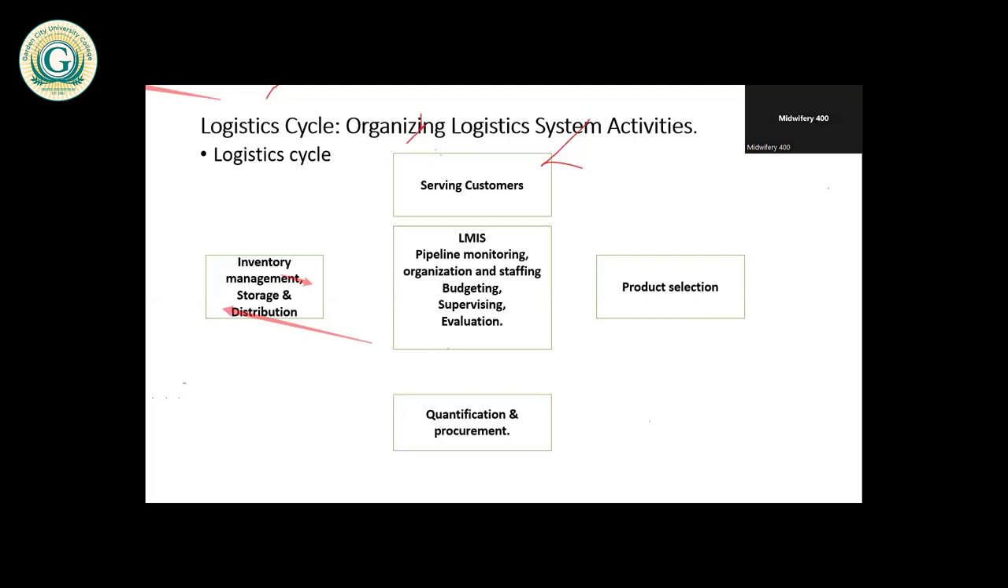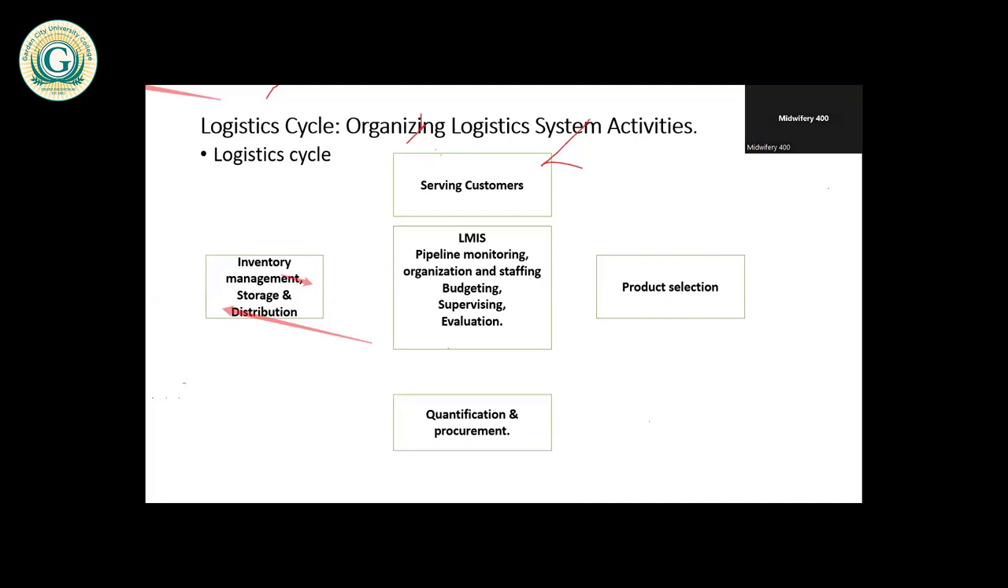And then organization and staffing. One of the functions of logistics, you need to staff, you need to organize, and make sure that you have the right caliber of staff that will help you work. Then budgeting. The products we select and the quantity we procure will be based on the budget, the money, our disposable income, how much we have. Since you don't have unlimited budget, you cannot just procure any quantity or select any product you want. Sometimes product selection and the quantity depend on the budget you have.